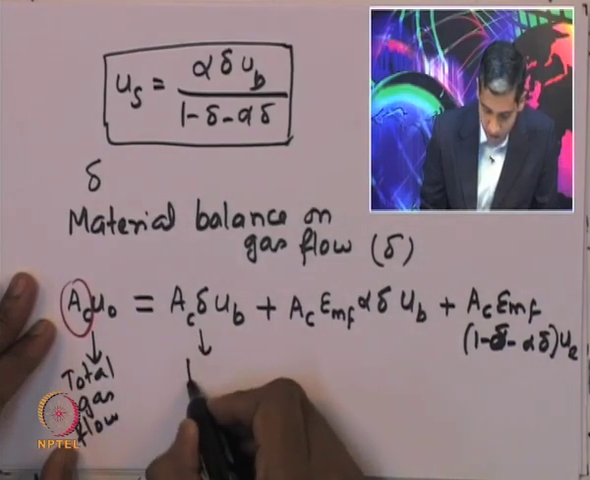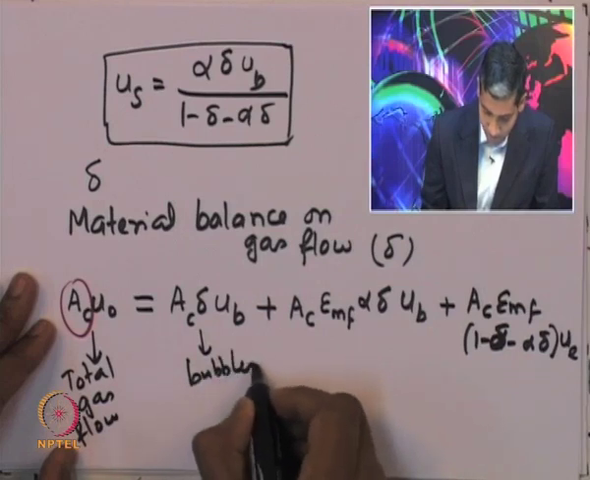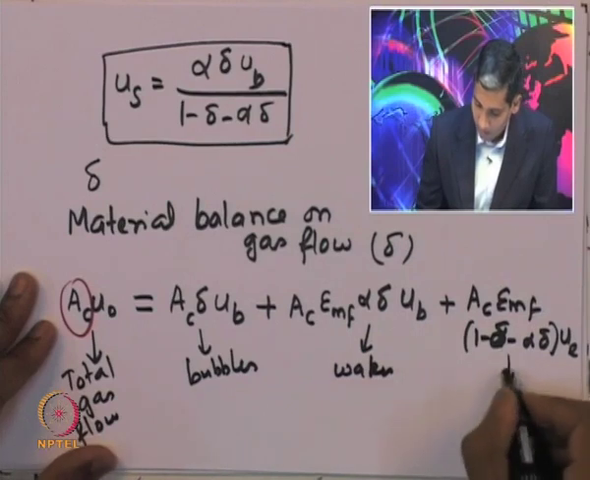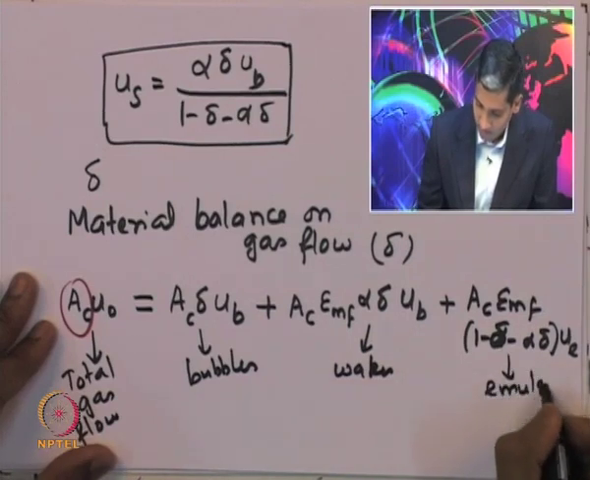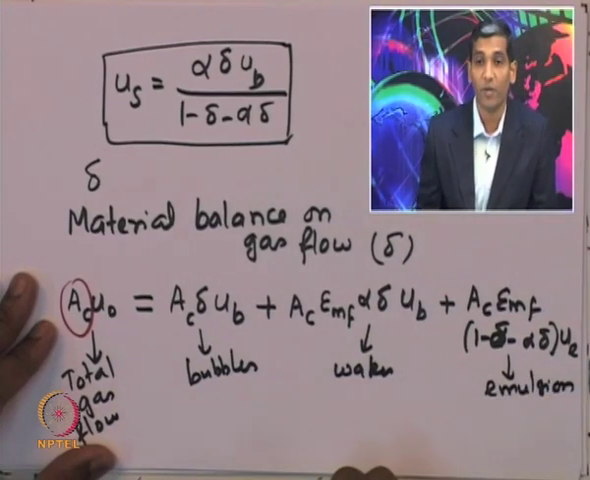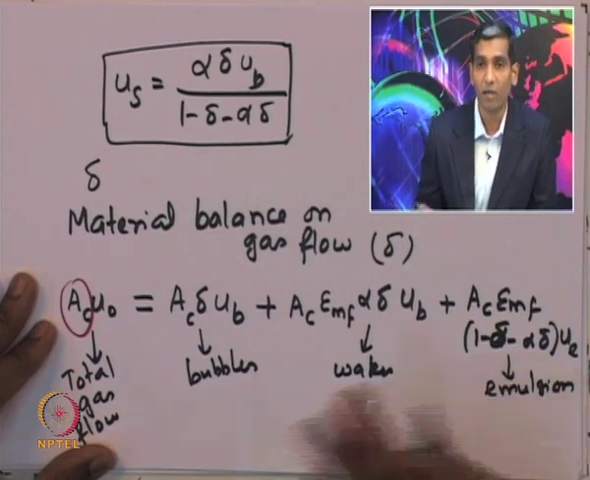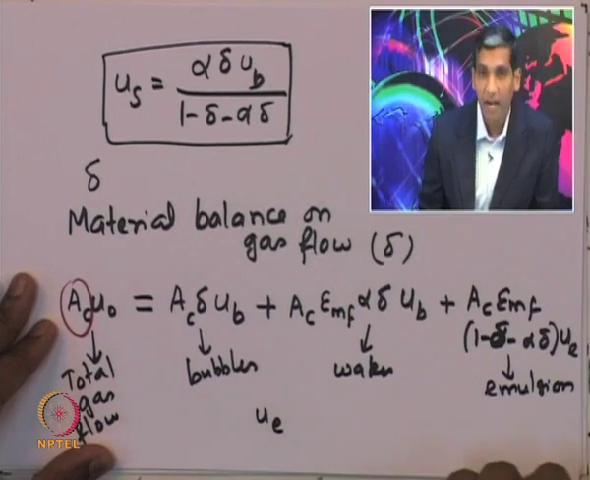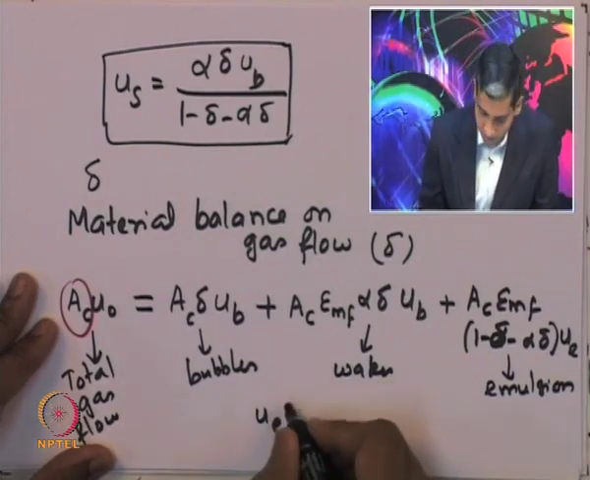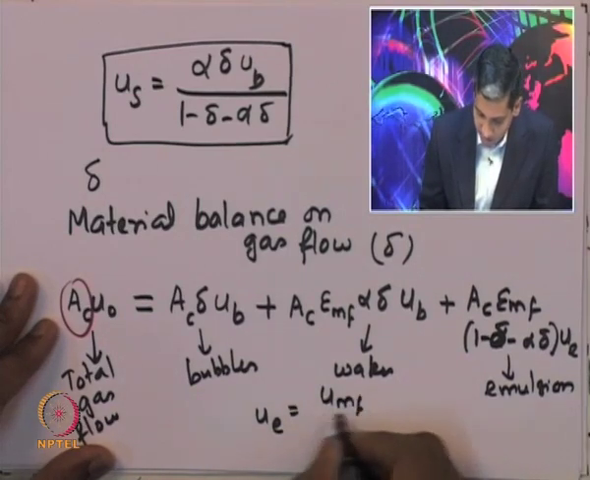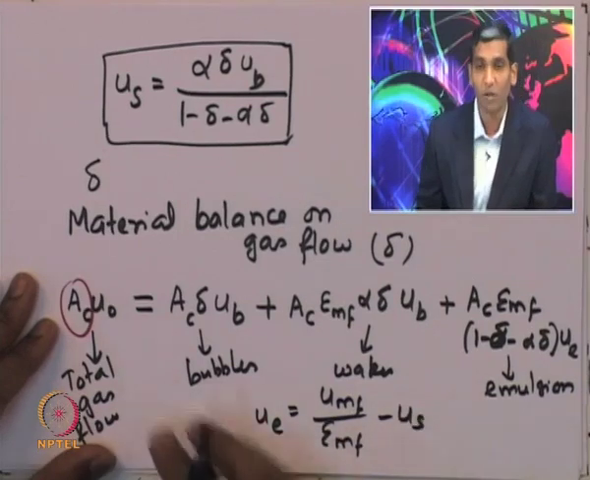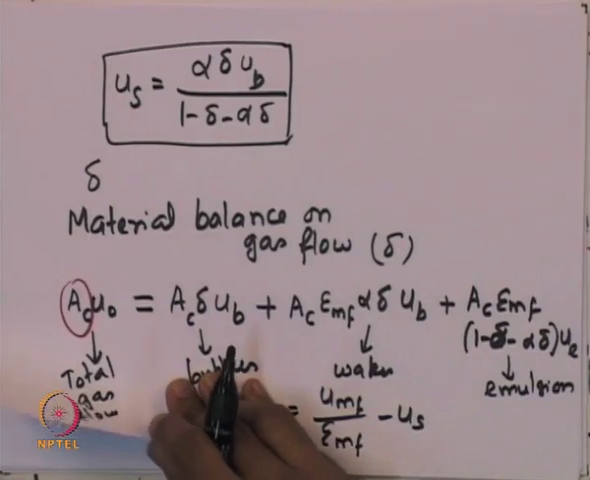This is the gas flow in the bubbles, this is the gas flow in the wakes, and this is in the emulsion phase. So that tells us the total material balance on gas flow, and we know that the velocity of the emulsion phase is given by UMF divided by epsilon mf minus the velocity of the solids. Now, plugging in these expressions, we will be able to find out what delta is.